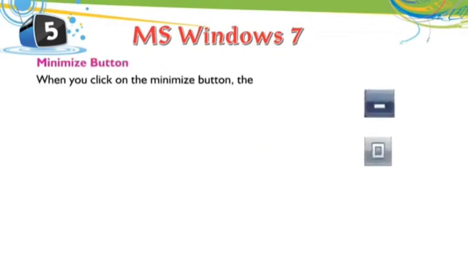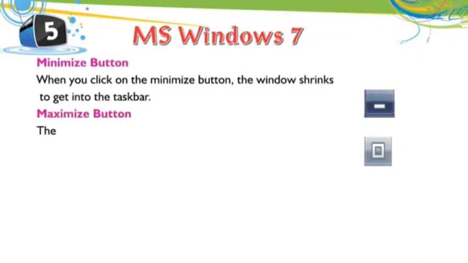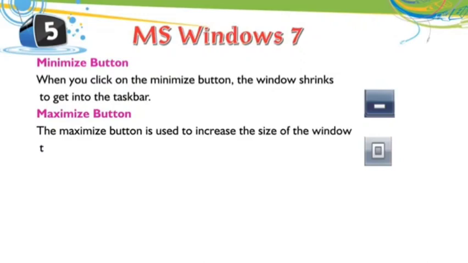Minimize button. When you click on the minimize button, the window shrinks to get into the taskbar. Maximize button. The maximize button is used to increase the size of the window to its maximum.